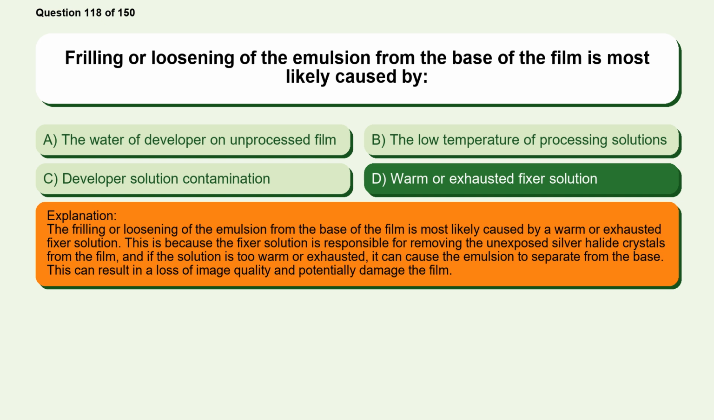The frilling or loosening of the emulsion from the base of the film is most likely caused by a warm or exhausted fixer solution. This is because the fixer solution is responsible for removing the unexposed silver halide crystals from the film, and if the solution is too warm or exhausted, it can cause the emulsion to separate from the base. This can result in a loss of image quality and potentially damage the film.